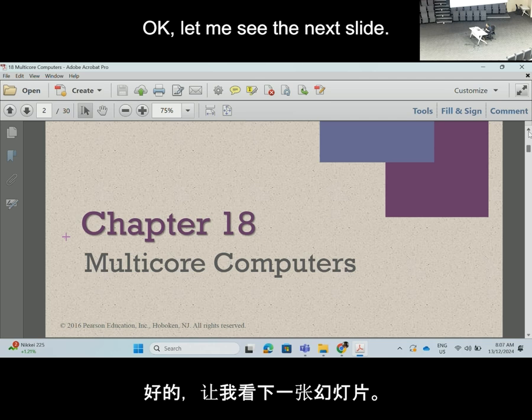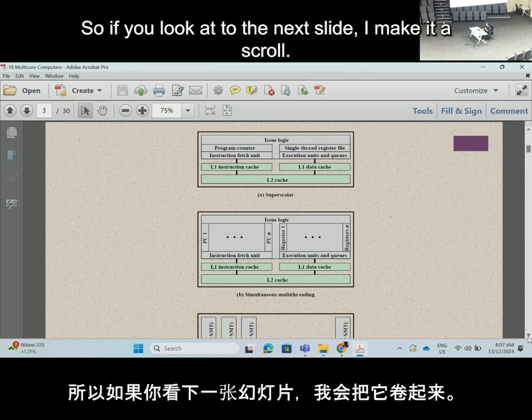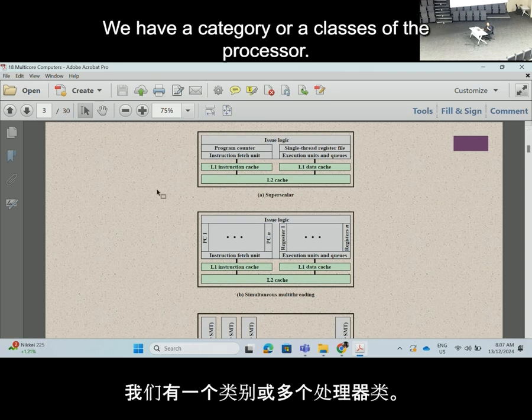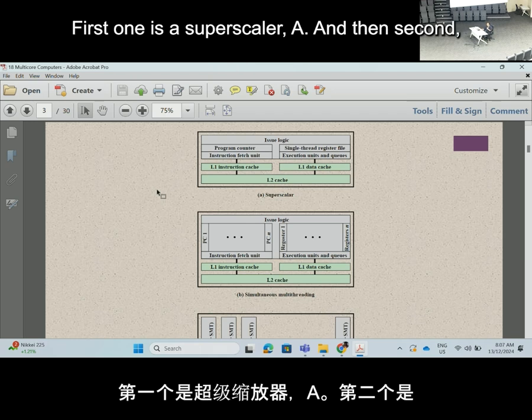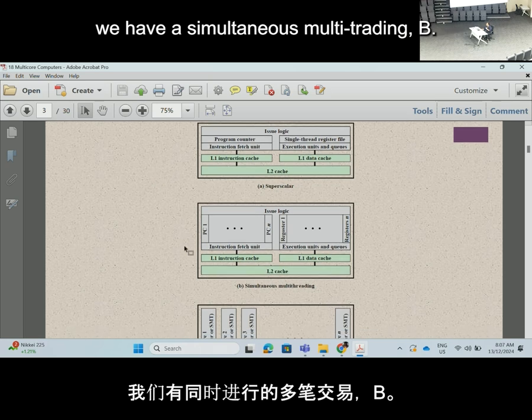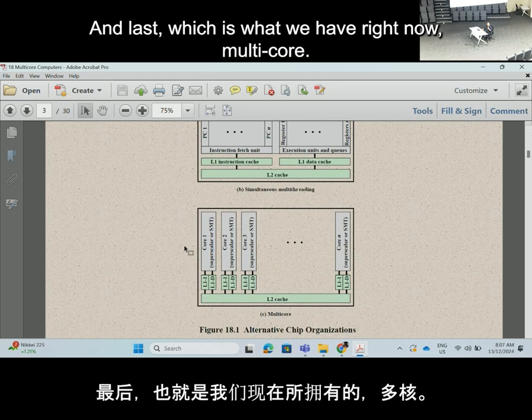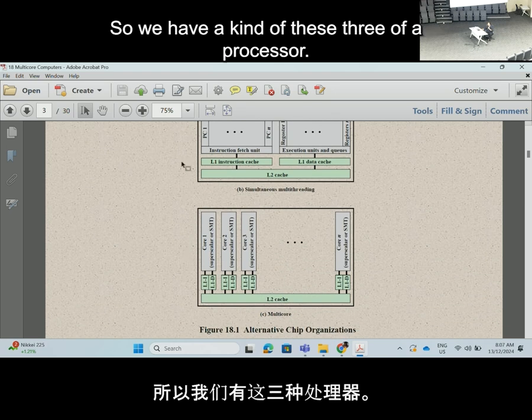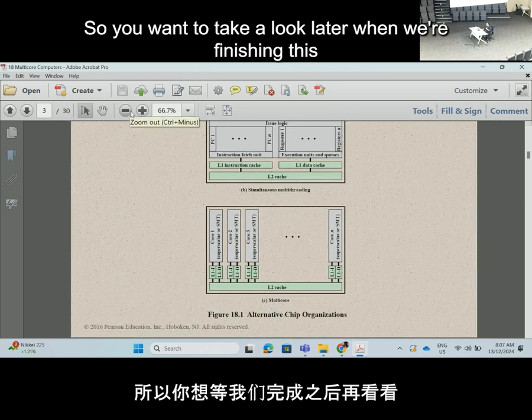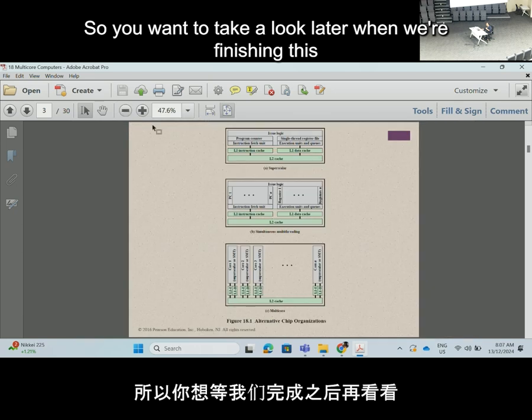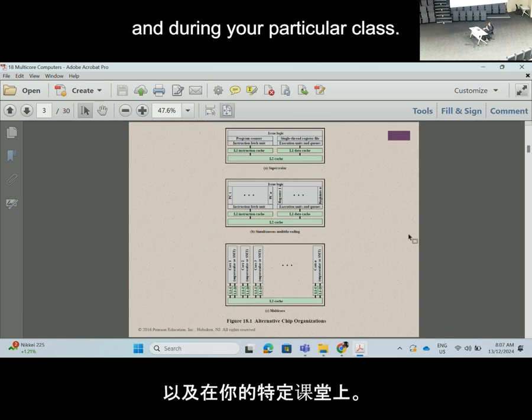Let me see the next slide. If you look at the next slide, I scroll. We have a category or classes of the processor. First one is superscalar, A. Second, we have simultaneous multi-threading, B. And last, which is what we have right now, multi-core. So we have these three kinds of processor. You're going to take a look at them later when we finish this and during your practical class.